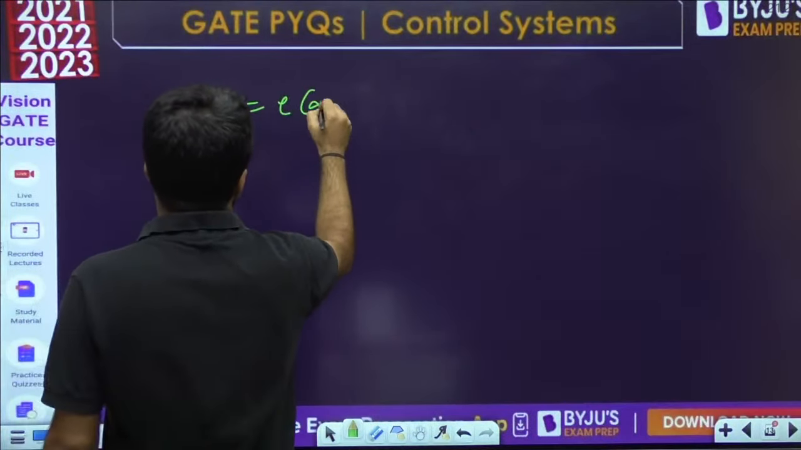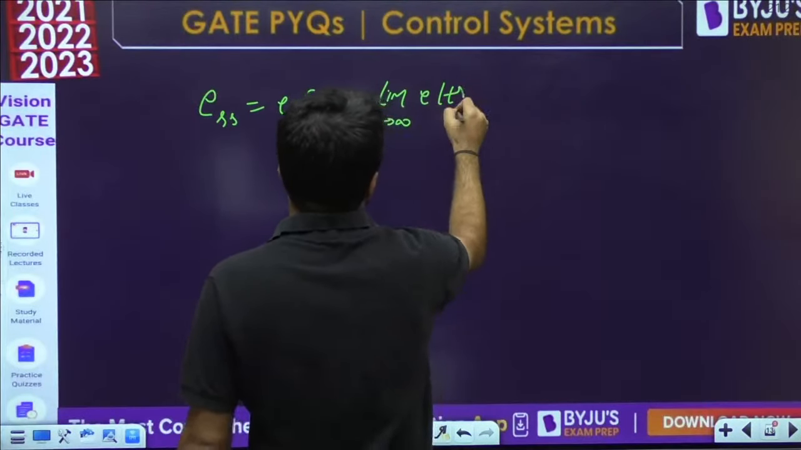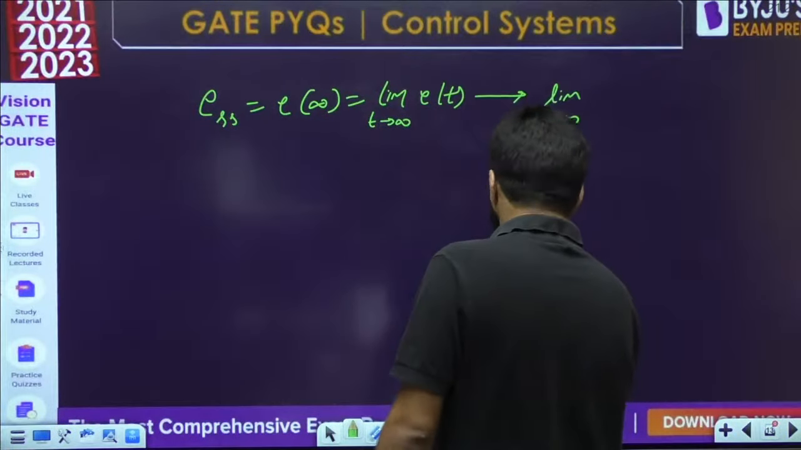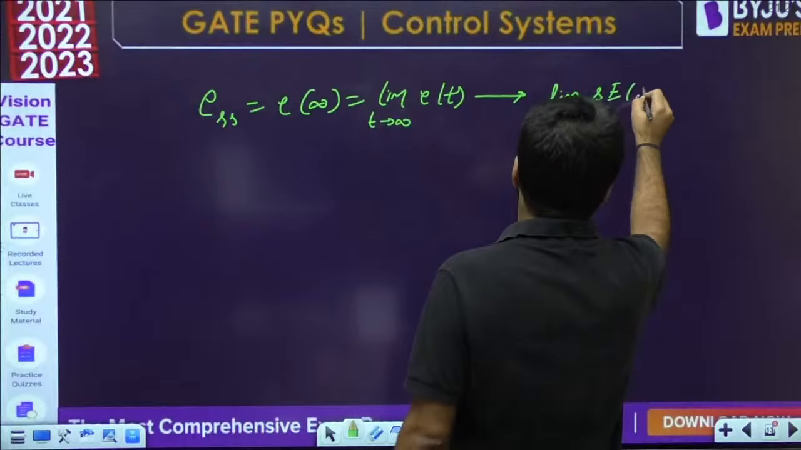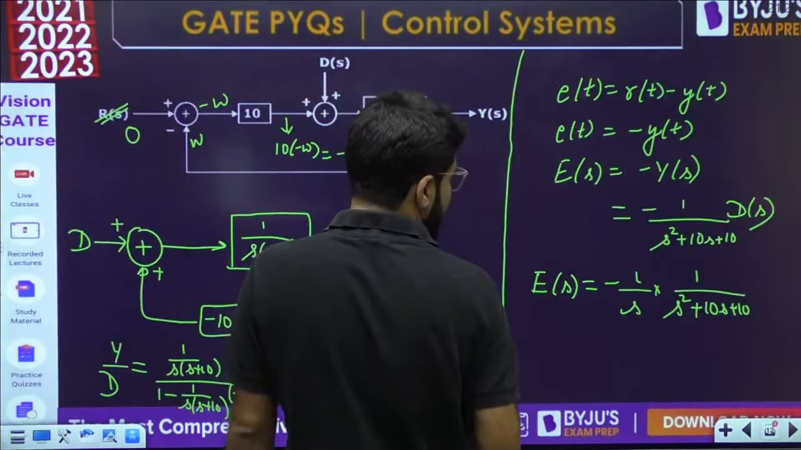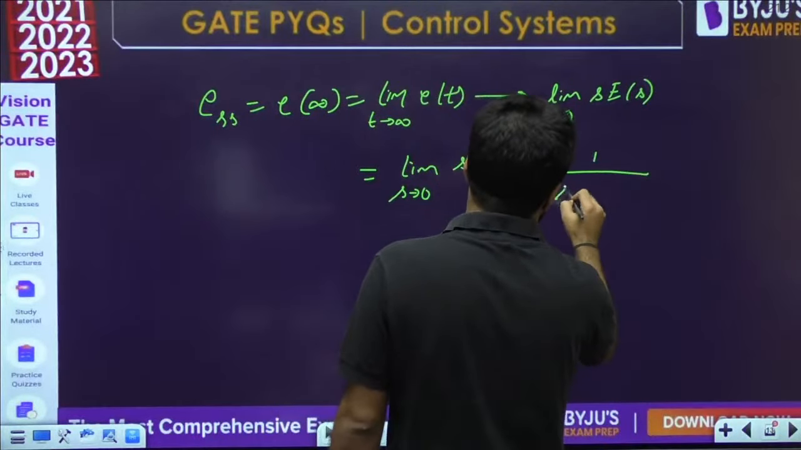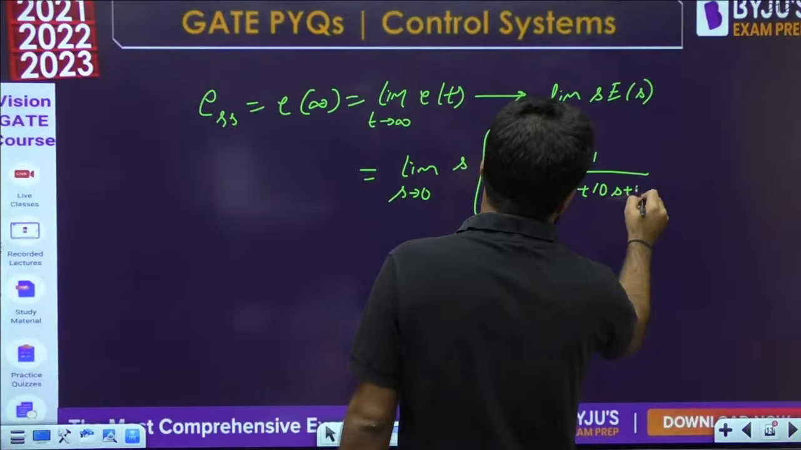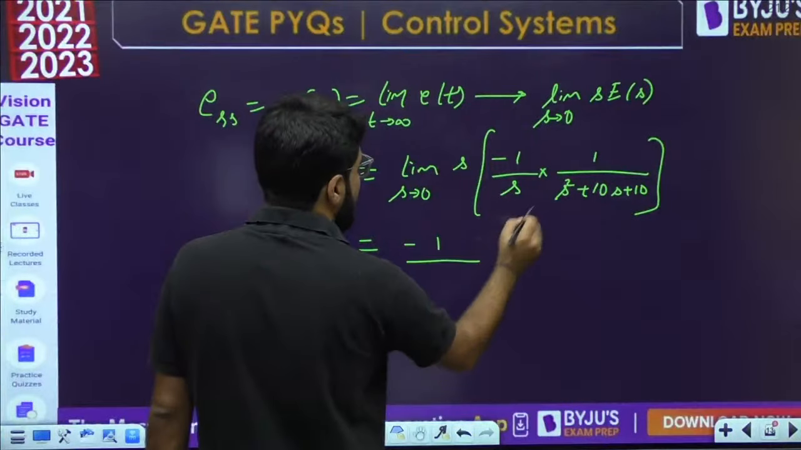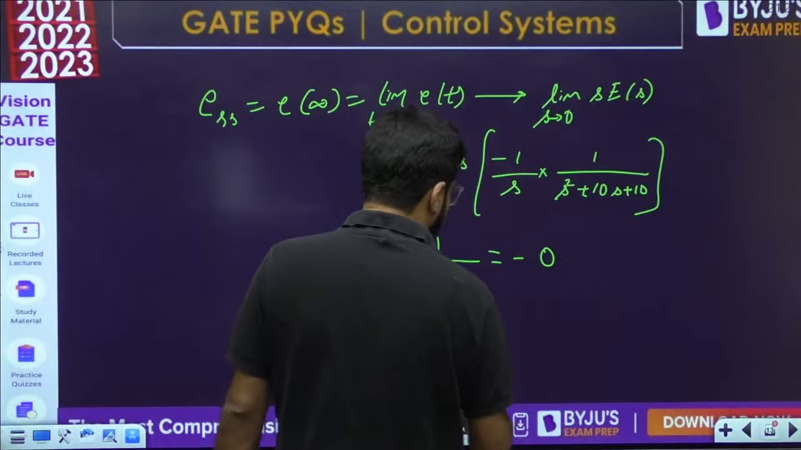Or E infinity, that is limit T tending to infinity ET. If I apply the final value theorem, that is limit S tending to 0, S multiplied by ES, this is going to be limit of S tending to 0, S multiplied by minus 1 by S into 1 upon S square plus 10S plus 10. So S and S clearly cancel. Answer is minus 1 and S tending to 0, so minus 1 by 10. Your answer is simply minus 0.1.